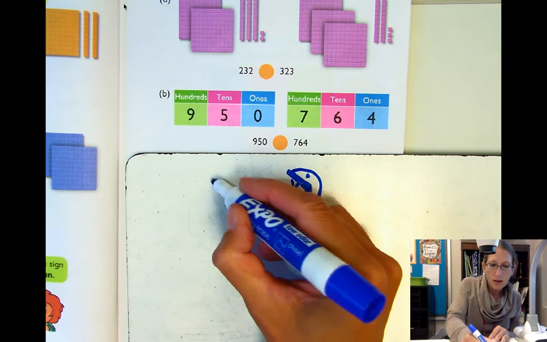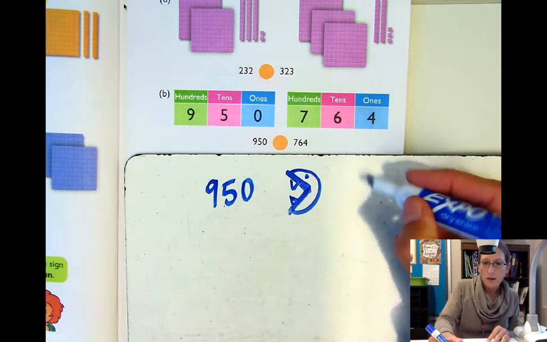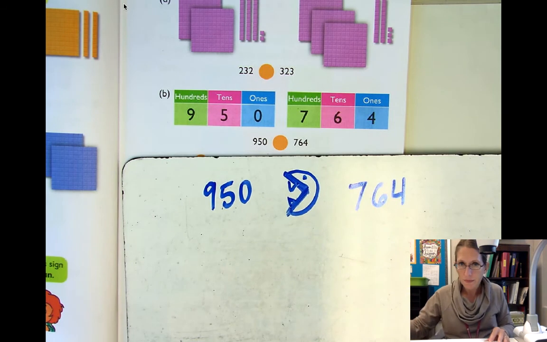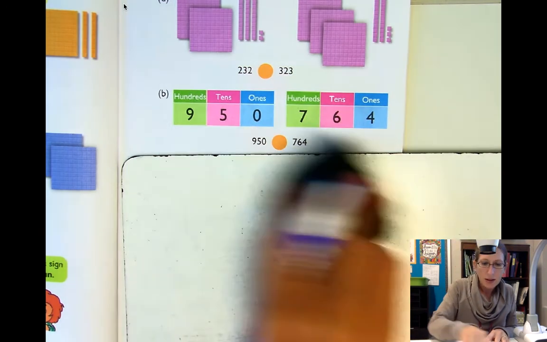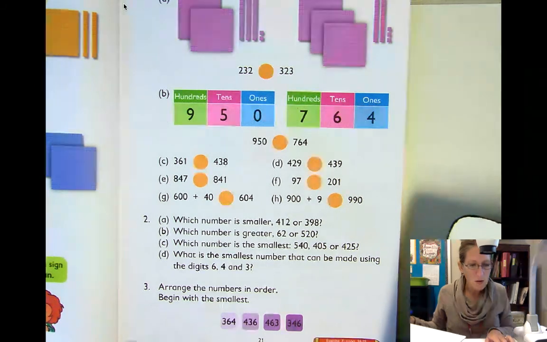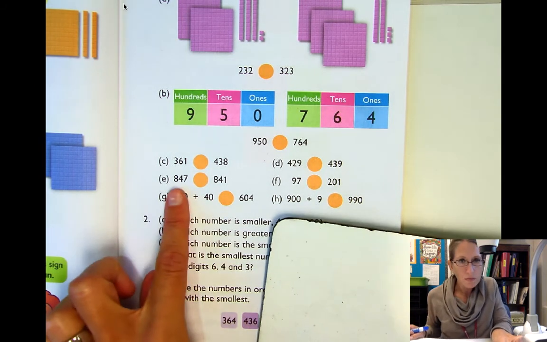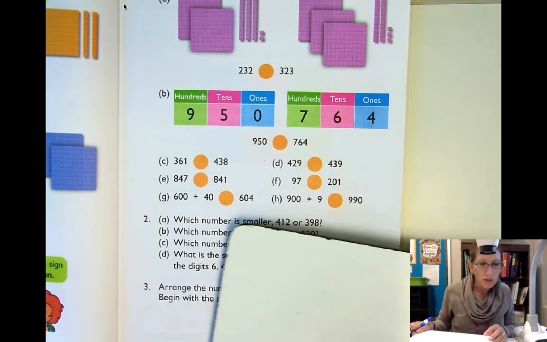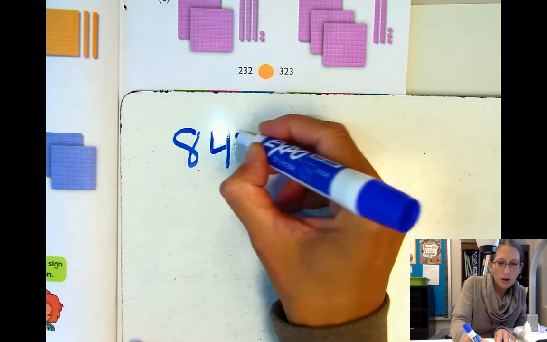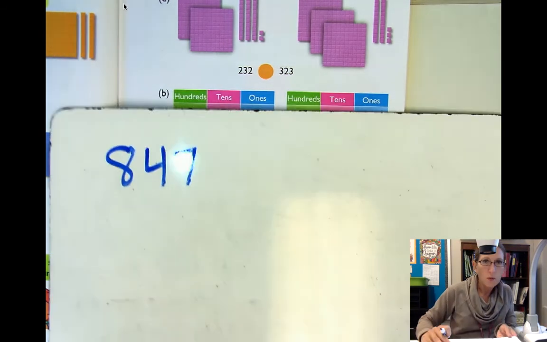Okay, so 950 is greater than 764. All right, let's try a couple more. Let's try this one. I'm going to look at this one. So here we have 847 on one side and 841 on the other.